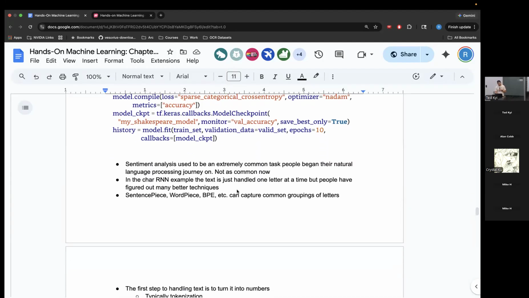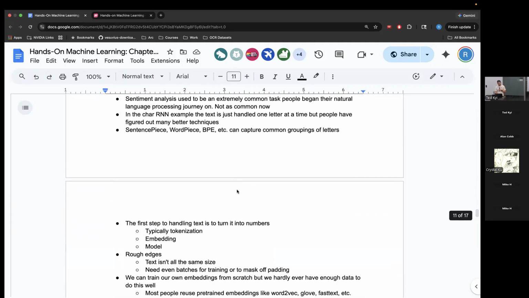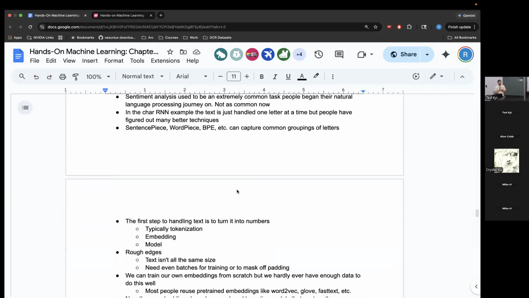So the sentiment analysis problem is different from the character RNN. The character RNN is taking a sequence and then making one output, and then it's extending, and you can say guess more characters, guess more characters.